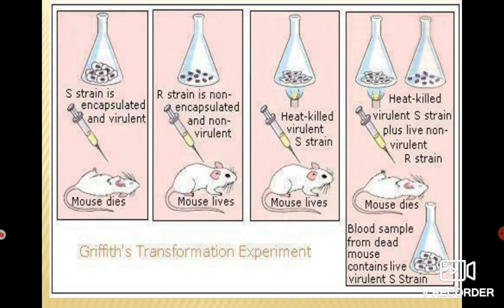And he called it a transformation, meaning something which is picked up by this living R strain from the blood of that mice, or from the heat-killed S strain which was injected in that mice. That something he called the transforming principle, which converts this living R strain into S strain, and that something is the genetic material.